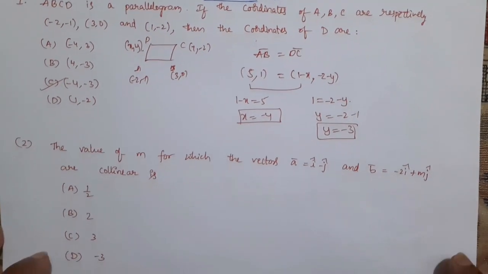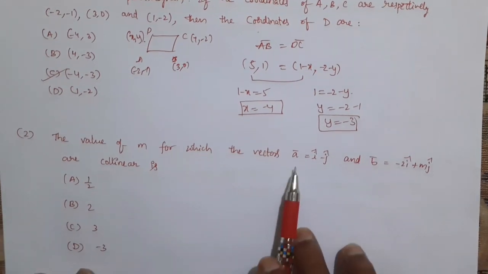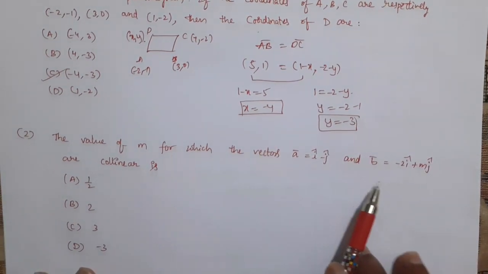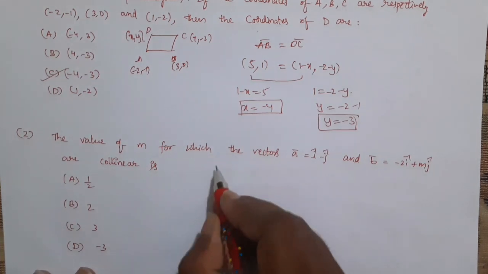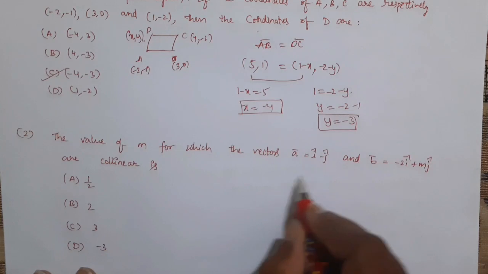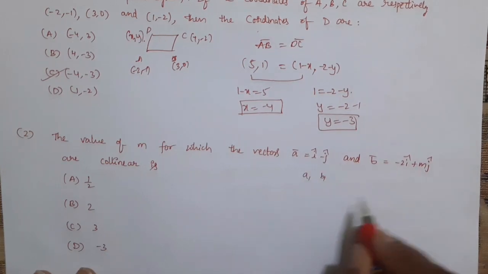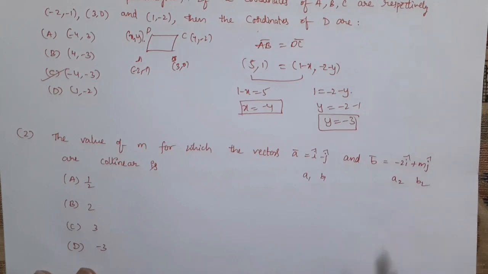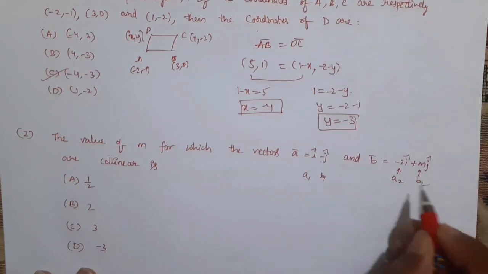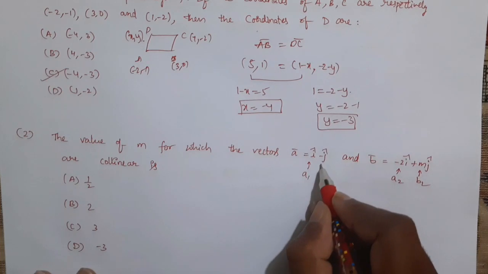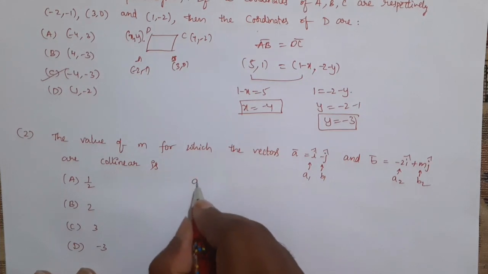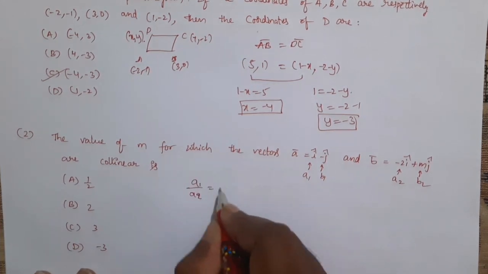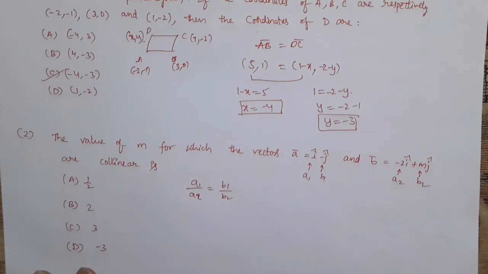Next, second question. The value of m for which vectors a bar equal to i cap minus j cap and b bar equal to -2i cap plus mj cap are collinear. When two vectors are collinear, we consider these constants as a1 and b1, and these constants as a2 and b2: a1 means 1, b1 means -1, a2 means -2, b2 means m. Then the condition for collinear is a1 by a2 equal to b1 by b2.